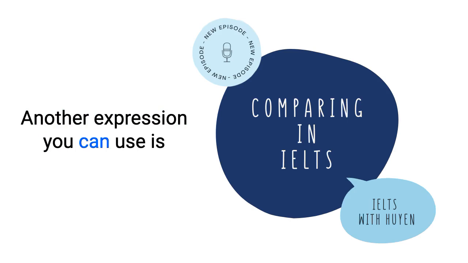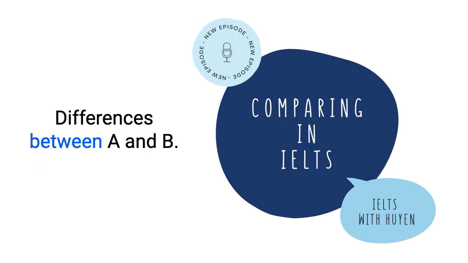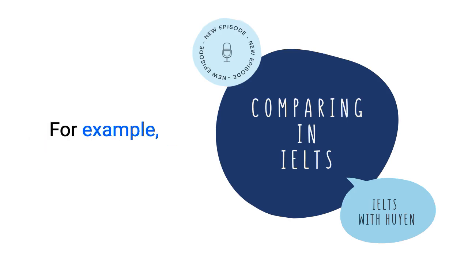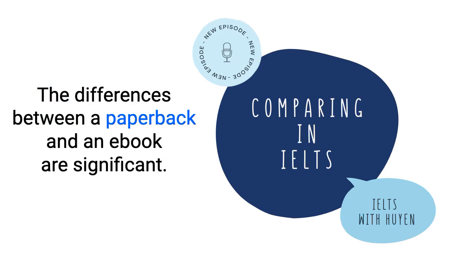Another expression you can use is differences between A and B. For example, the differences between a paperback and an ebook are significant.